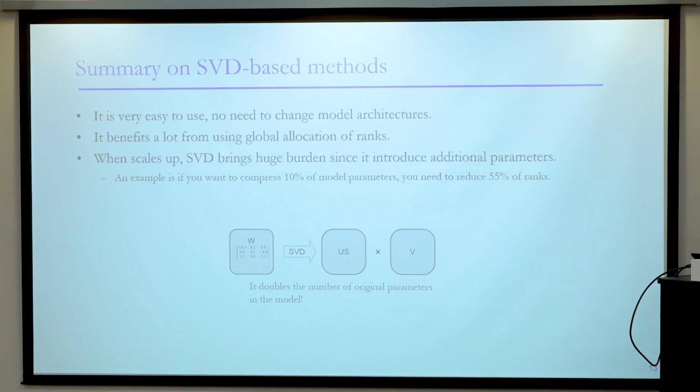It will have two resulting weight matrices. And these two resulting weight matrices will double the number of original parameters in the model. This means that if you want to compress or reduce 10% of model parameters, you need to reduce basically 55% of ranks within the model, which in my understanding is very unreasonable.